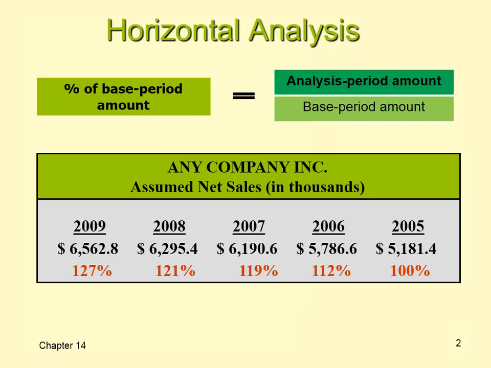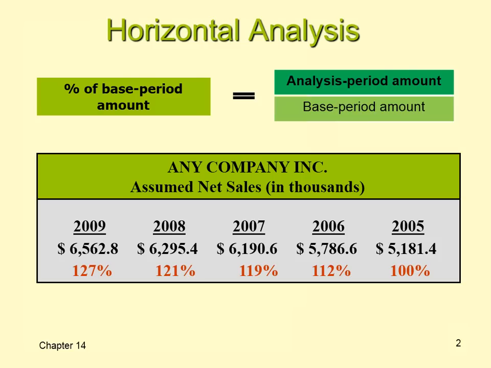Then each of the subsequent years, 2006, 2007, 2008, all the way through 2009, we're just going to grab the dollar figure from each one of those years, which is the analysis period amount, and divide it by the base period amount of $5,181.4. So in 2006, the percentage of base period amount is 112%, and the way that you get that is to take the $5,786.6 and divide it by the base amount of $5,181.